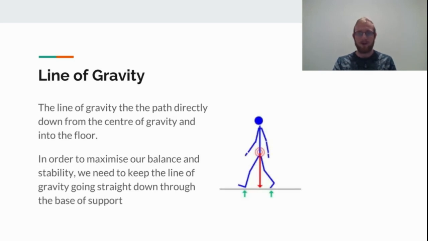We can see here in this diagram, the center of gravity is the two red circles, and the line of gravity goes straight down. This person is said to be reasonably balanced because their line of gravity is straight in the middle of their base of support, and the green arrows show the edges of that base of support. However, in this diagram, this person would be quite unbalanced. You can see that their base of support is quite small, and the line of gravity is way outside of the points of contact with the ground. And if he didn't move any other parts of his body, he would just fall straight over.